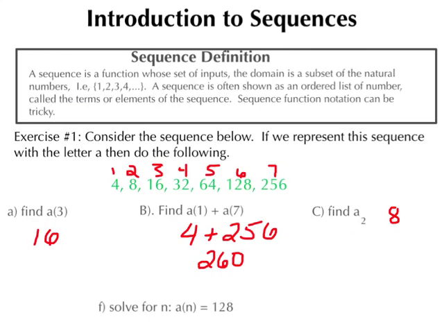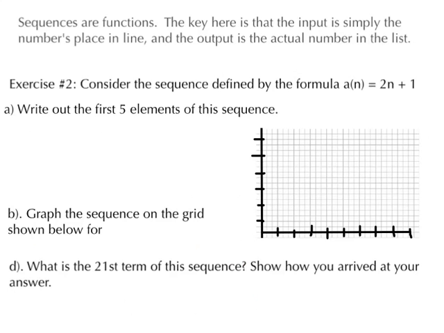F says solve for n. A sub n equals 128. Let's go up into our green line here. And where is 128? Well, 128 is here. What is my nth term? It is 6. So A sub n is 6. So my answer is A sub 6. And you can write it either way. Sequences are functions. The key here is that the input is simply the numbers placed in line, and the output is the actual number in the list.